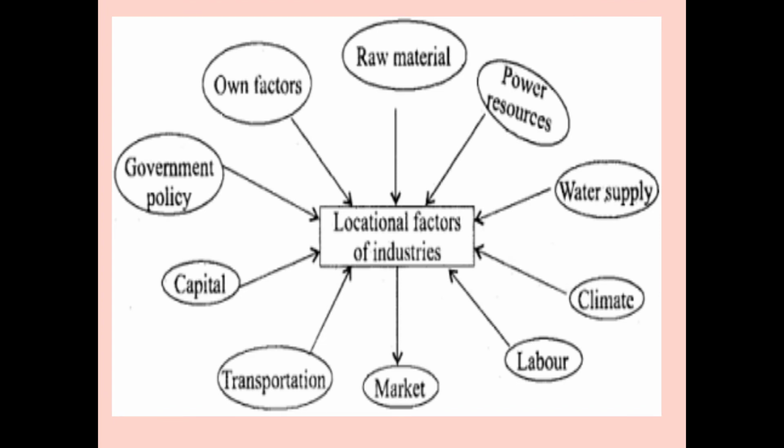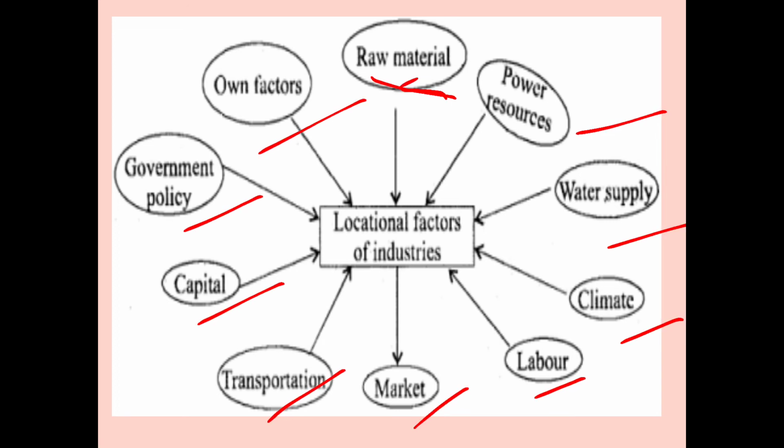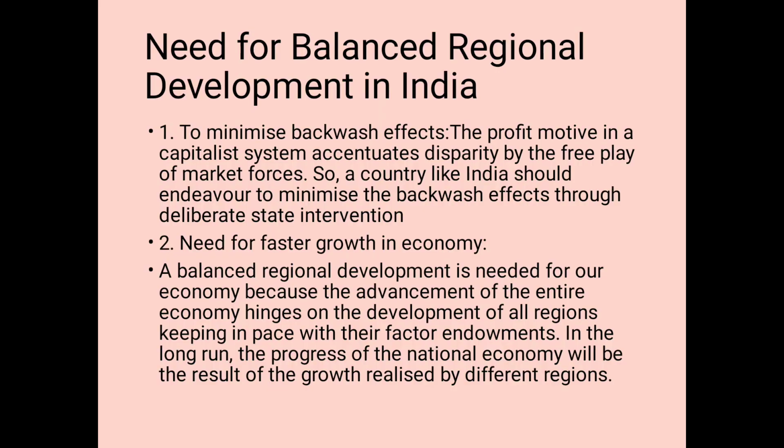Next, factors affecting the location of industries. First one is raw material, where the raw materials are available. Then power resources, then water supply, climate, labor, market, where the market is near. Then transportation, then capital, the government policies, all factors. So these are the factors affecting the location of industries.